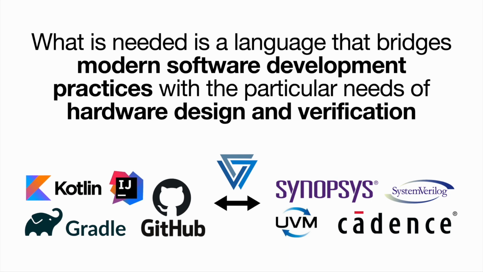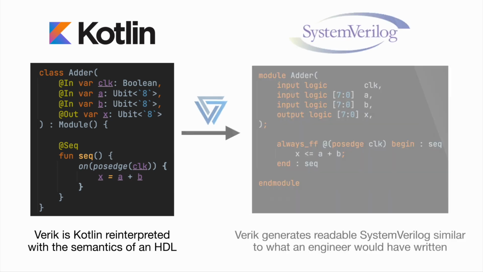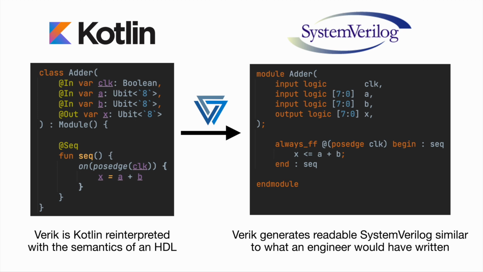Varick builds upon Kotlin, a modern general-purpose programming language with a clean and expressive syntax, a vibrant ecosystem, and support from state-of-the-art IDEs. Varick is Kotlin, reinterpreted with the semantics of a hardware description language. Varick code is not run as Kotlin. Instead, it is translated to System Verilog by the Varick compiler. This translation process is direct, typically with a one-to-one correspondence between the input and output source files. Varick generates readable System Verilog, similar to what an engineer would have written.